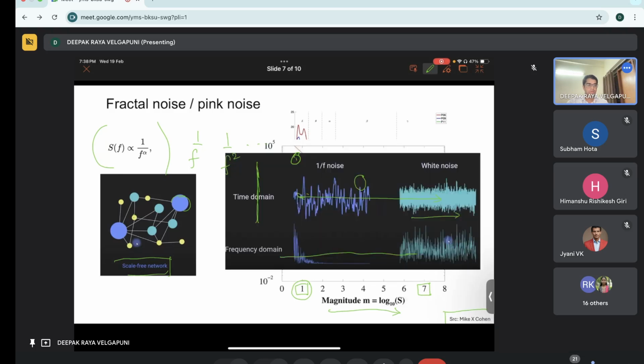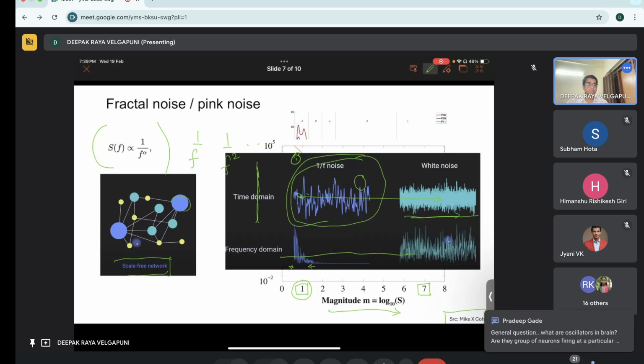If you see, this is how a general EEG or any biological signal looks. But if you take white noise, it has a uniform frequency content. If you simulate white noise, it will not have a decayed profile. But typical signals look like this: at lower frequencies they have high energies, but at higher frequencies they have low energies.